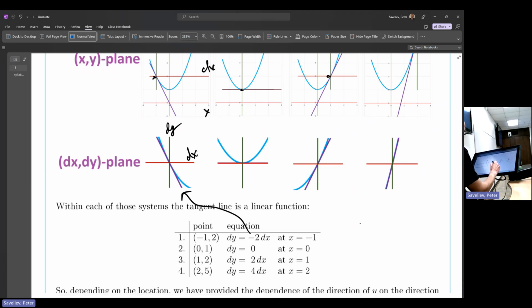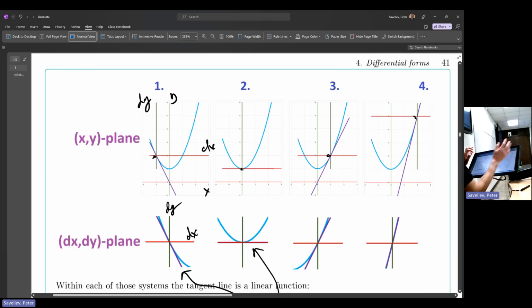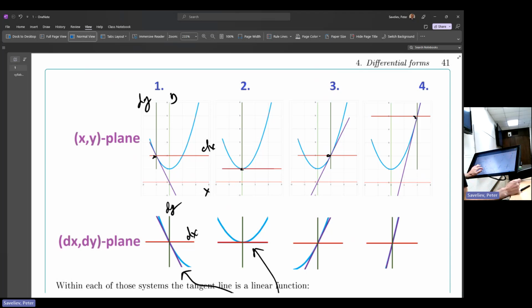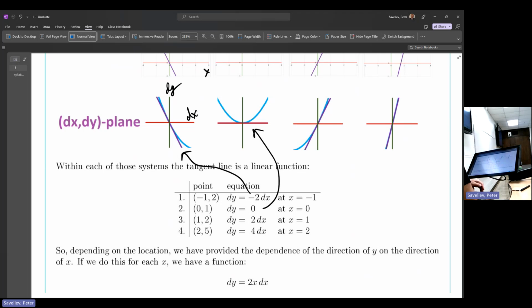Over here, once again, I zoomed in on that particular point and forgot about the rest of the graph. As you can see, the tangent line is horizontal. dy is equal to 0, so there is no change in the vertical direction.